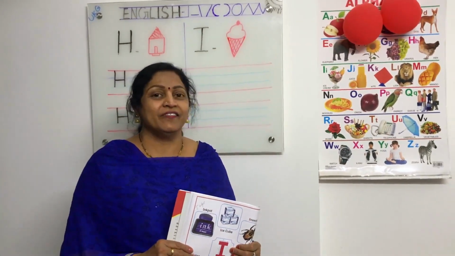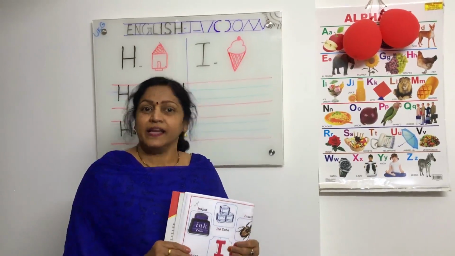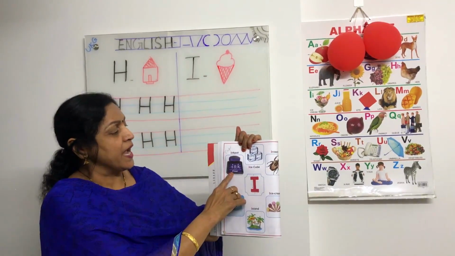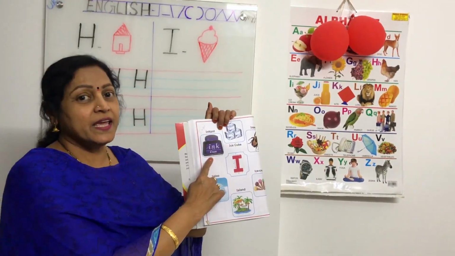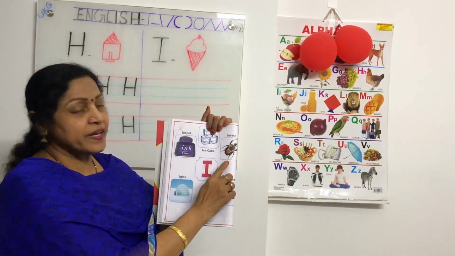What is the sound of the letter I, children? E. What is the sound? E. E. Okay. I is for E. I is for ink. Ink. I is for insect.